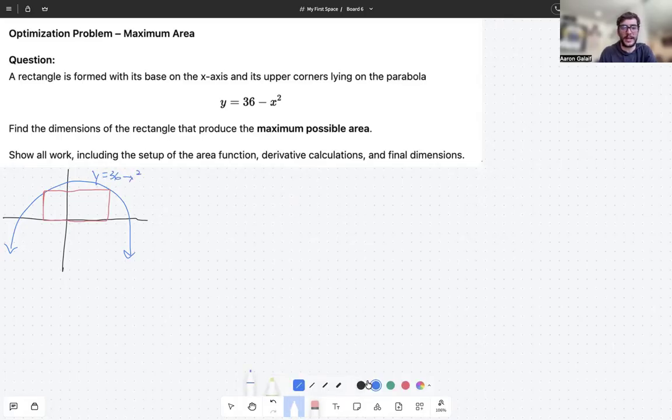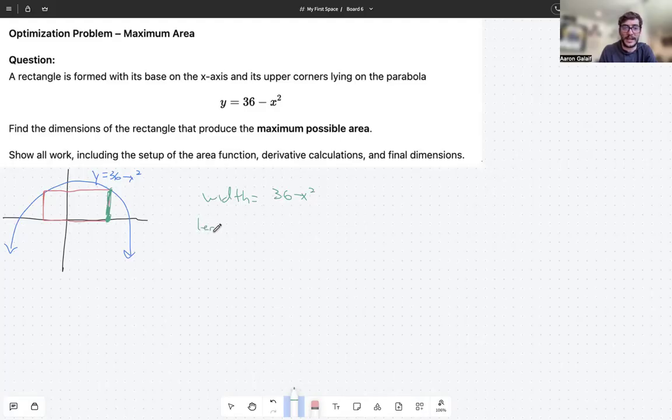The first thing we need to recognize is that this length right here, the width of the rectangle, is from the base all the way to the top. So our y value goes from 0 to the graph. So we can say that our width is then 36 minus x squared.